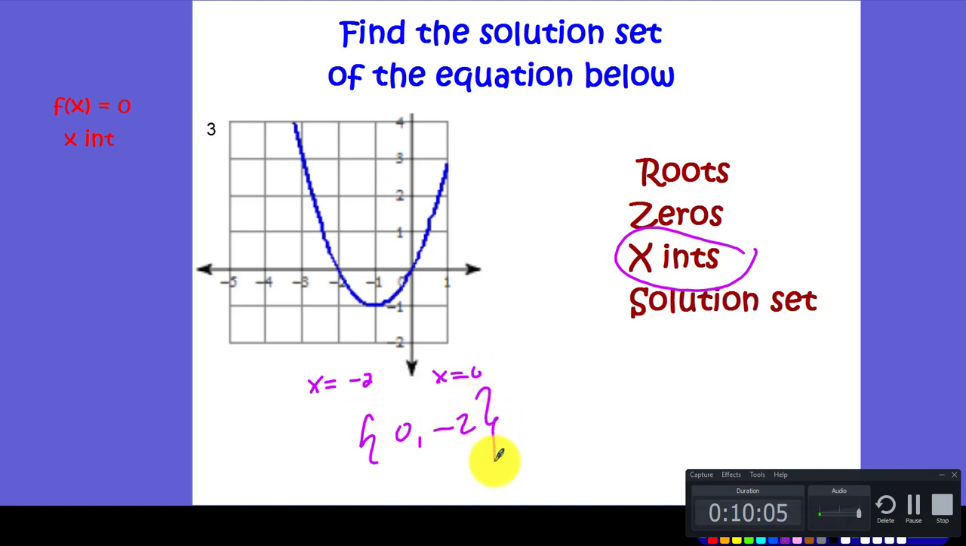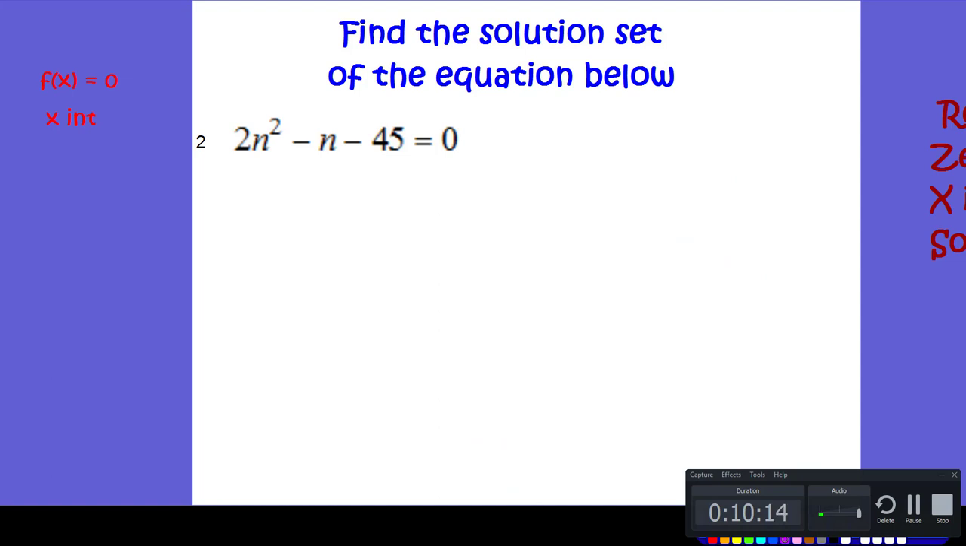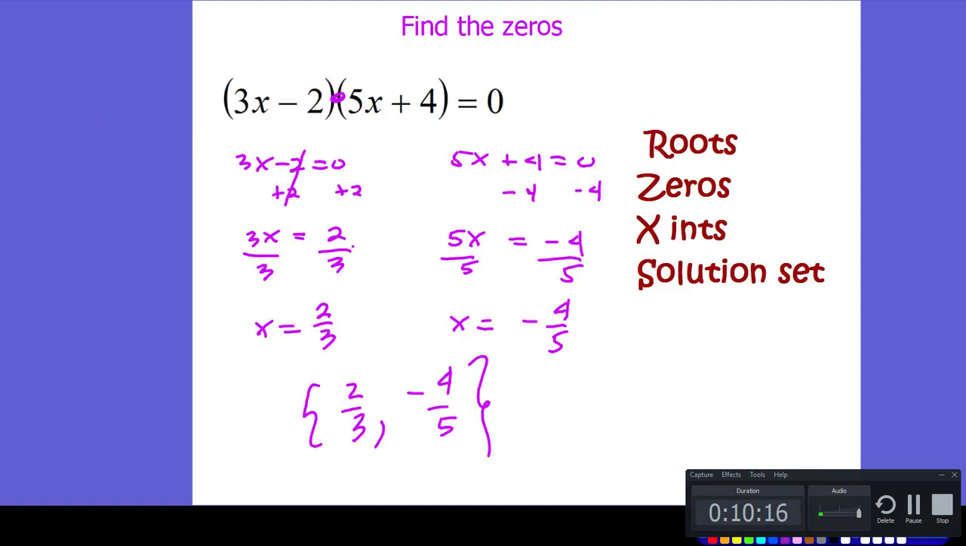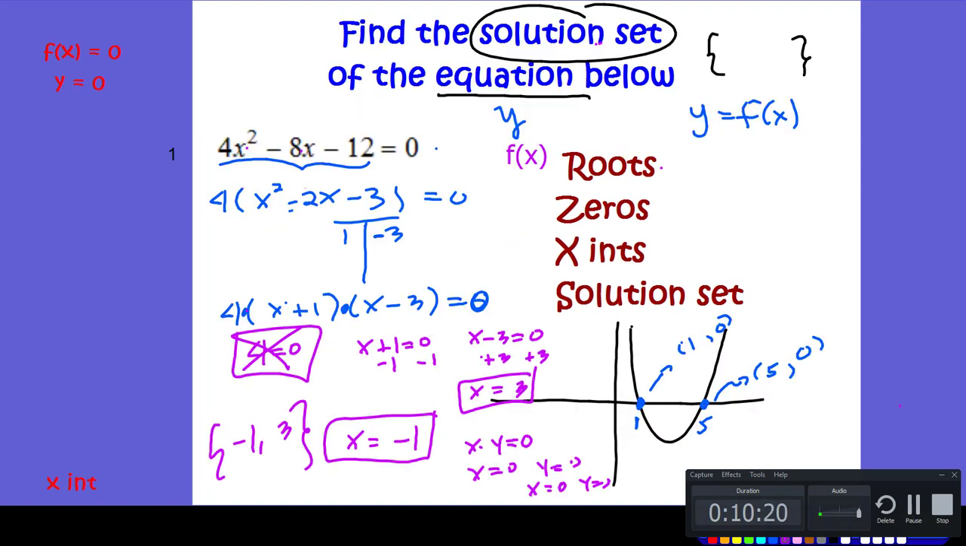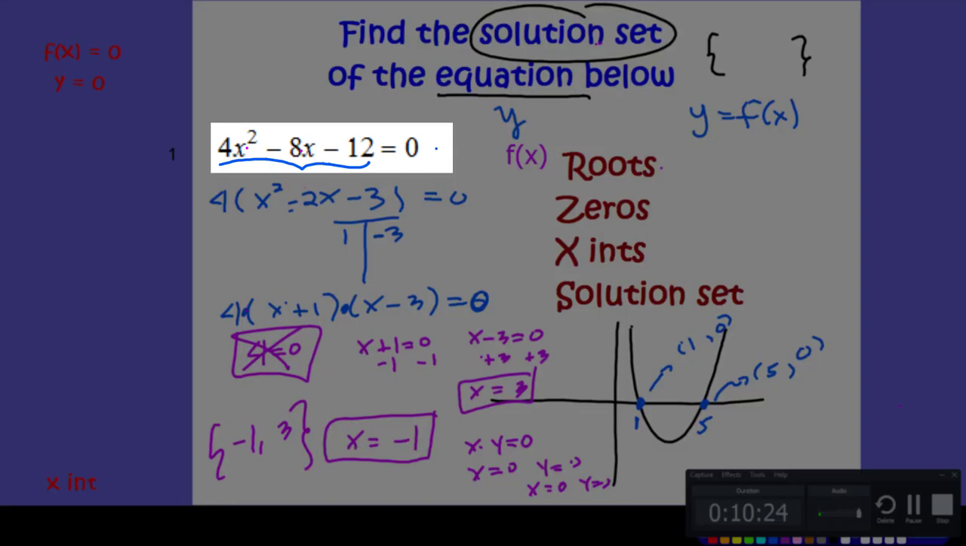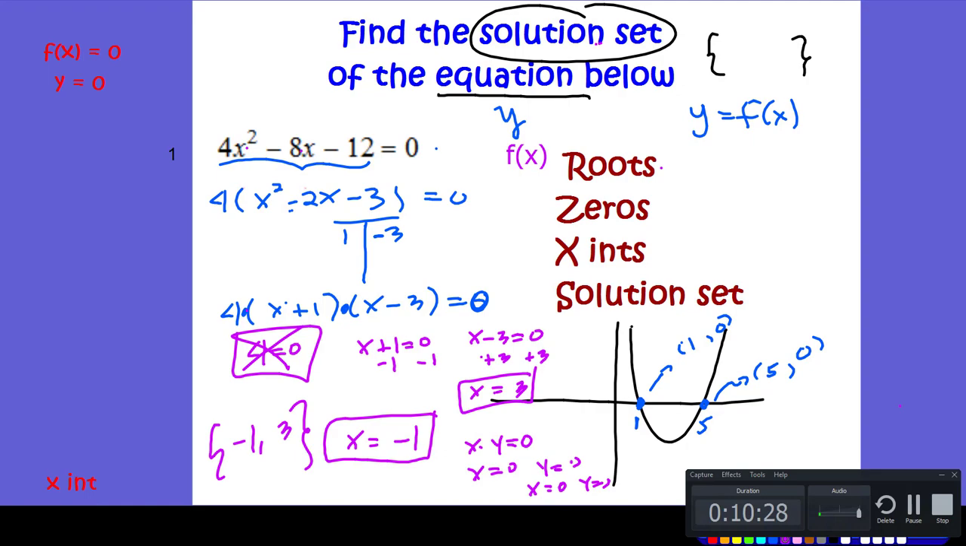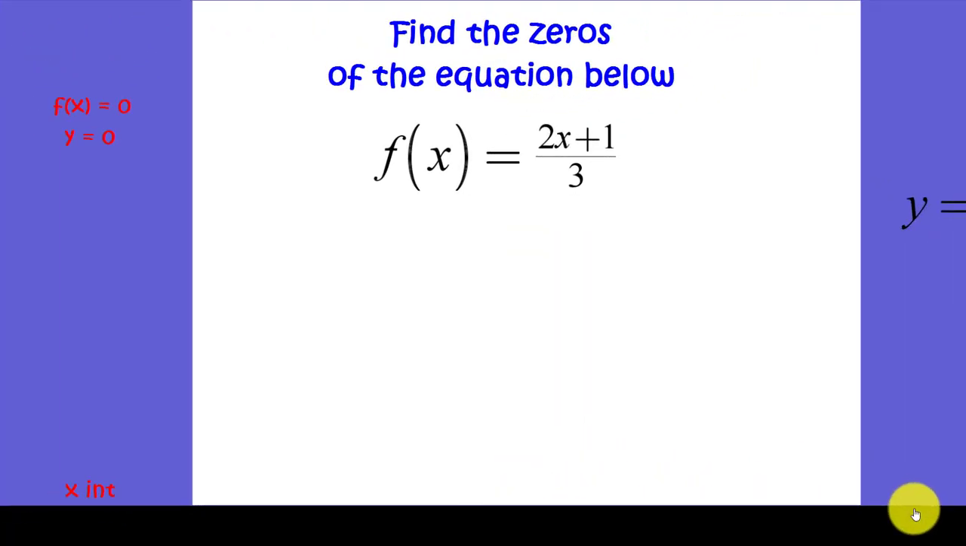Okay? So we have 3 different examples here. If they give you the graph, this is how you get your solution. If they give you the factored form, just like this, this is how you get your solution. If you have a quadratic equation like this, you factor this one first, and then try to solve for your x.